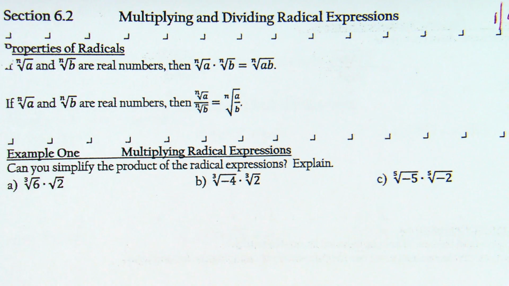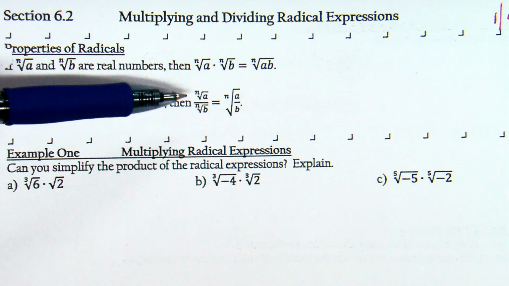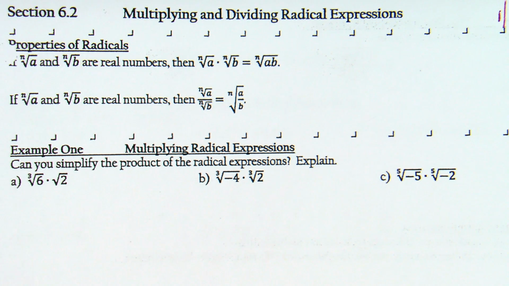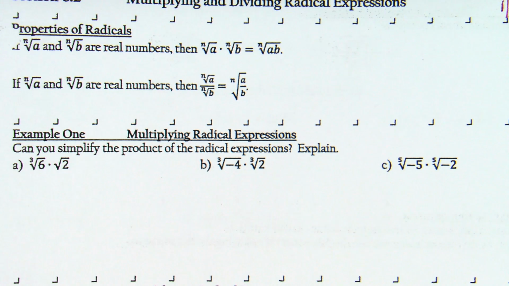Okay. Guess what about dividing then? If you have the nth root of a and the nth root of b are real numbers, then the nth root of a divided by the nth root of b is the nth root of a divided by b. So they don't have to be the same what's underneath a radical, just it has to be the same type of radical. So, this first set of questions, can you simplify the product of the radical expressions?